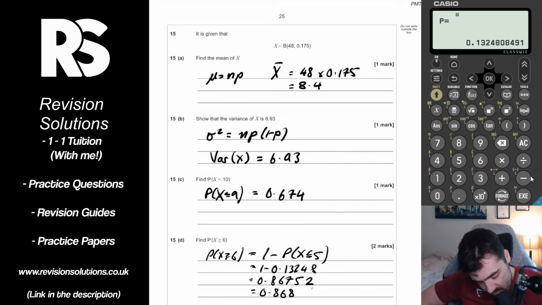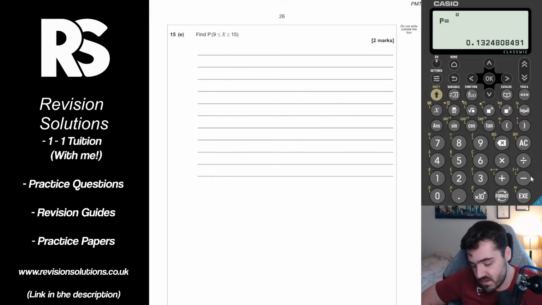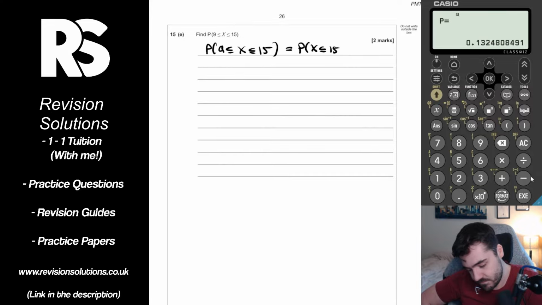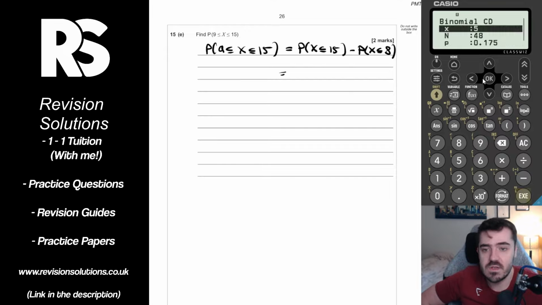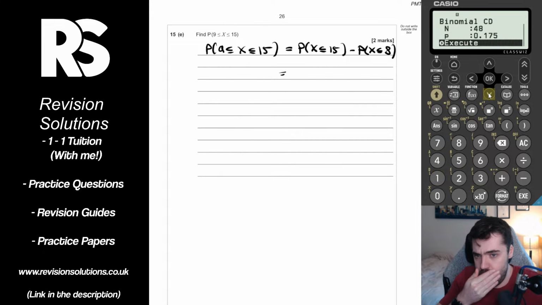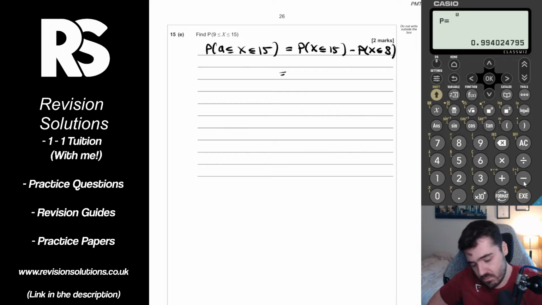Then we want the values between 9 and 15 inclusive. If we sum all the values up to 15, that's x less than or equal to 15. Obviously, we don't want all those values. Which values, if we include them, do we not want? That would be 8 and below. So we'll just take those away now, x is less than or equal to 8. So again, a job for our CD function. The first value we want is 15. That gives me 0.994.